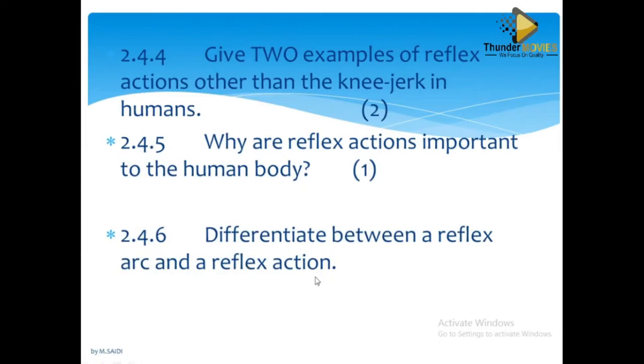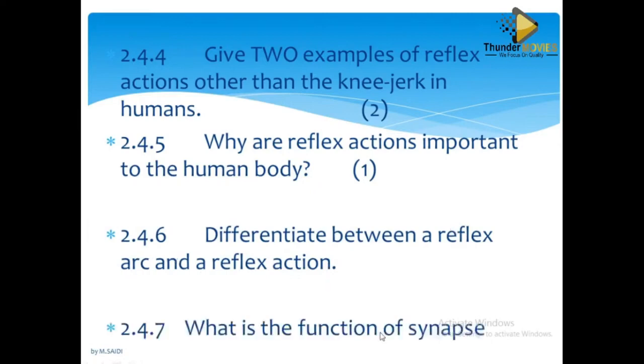So the reflex arc is the path, while the reflex action is the action brought about by the impulse after traveling along the reflex arc. What is a synapse? A synapse is a junction between two or more neurons. So it is very important in bringing about the impulse to travel in one direction. So it allows the impulse to move in one direction.